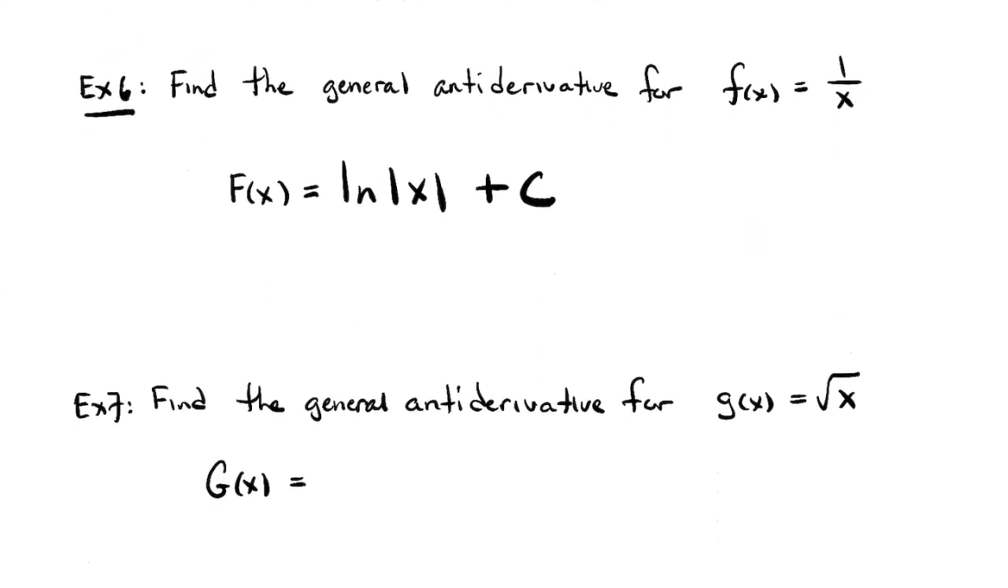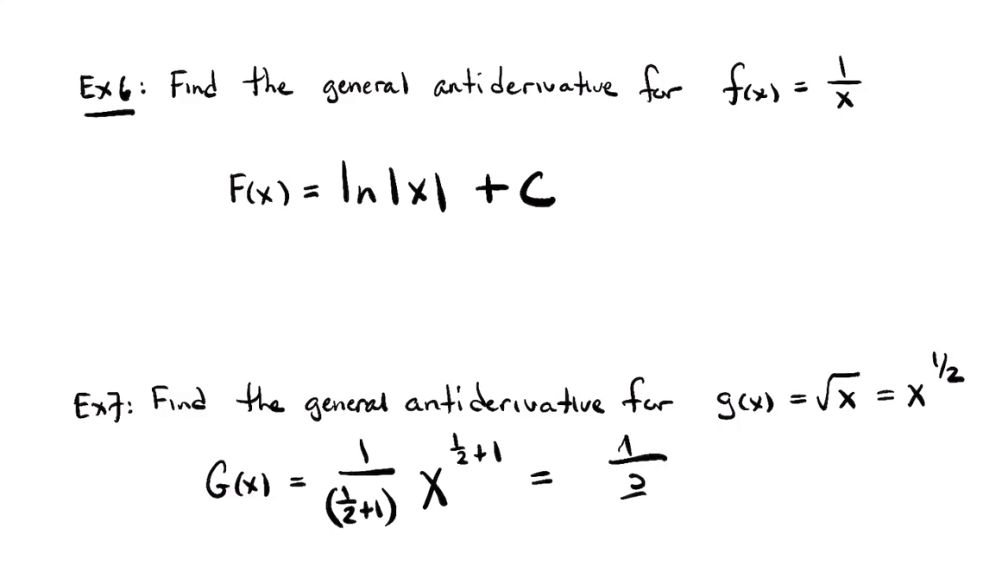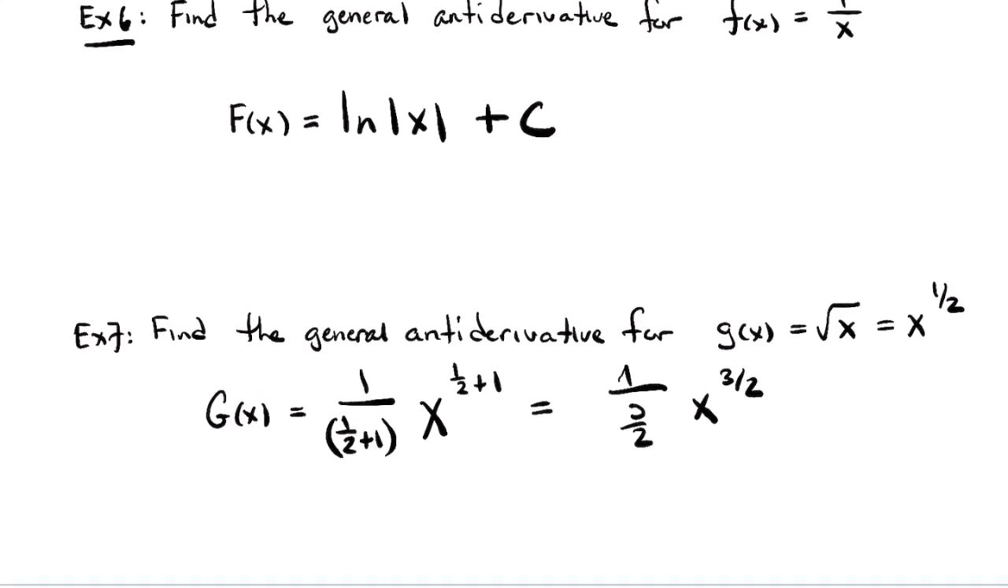How about this one? The square root of x. The square root of x is just a power. It's the 1/2 power. So its antiderivative, we have to go a little slower here, maybe. You have to take that 1/2 and add 1 to it. And then you have to divide by that new exponent. Yeah, you can certainly do that all in one step. 1/2 plus 1 is 3/2. So it's 1 over 3/2 times x to the 3/2.